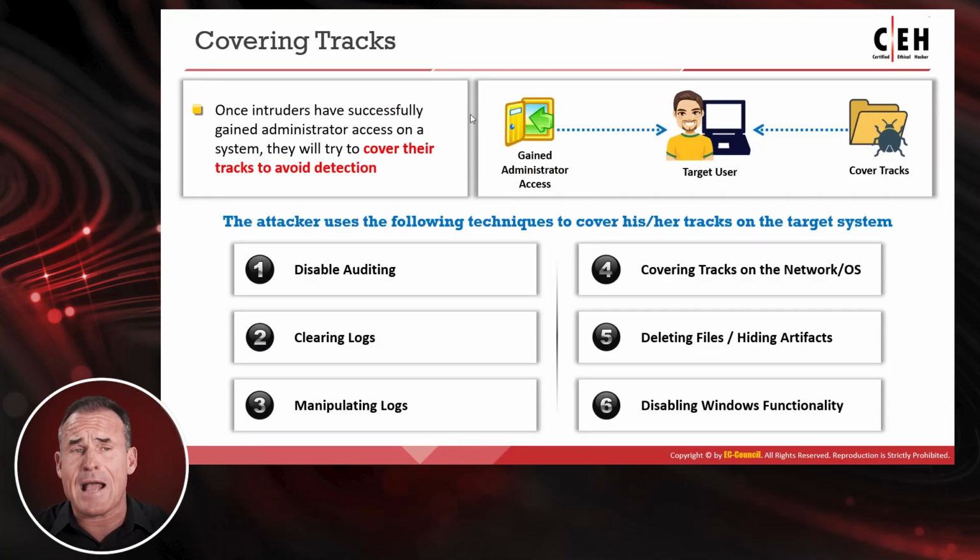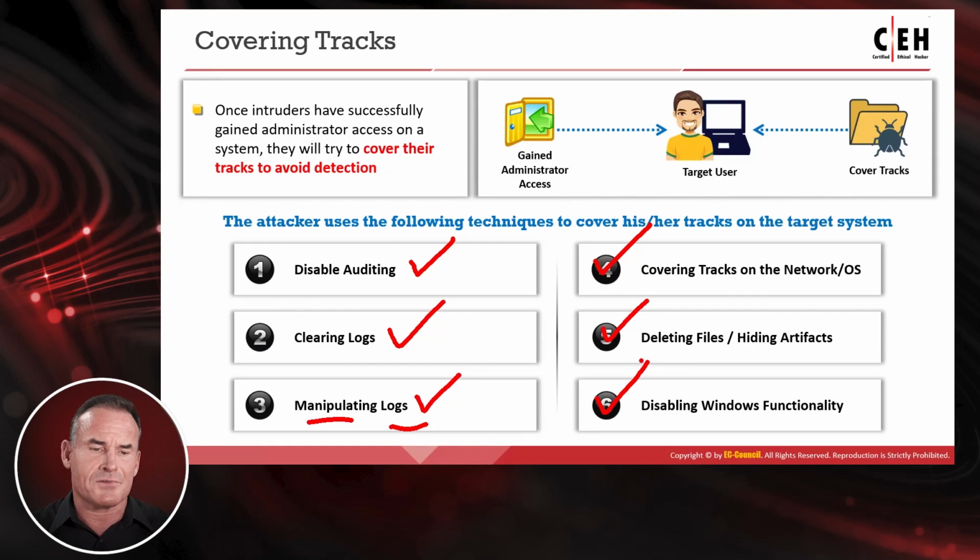And then finally, covering tracks. Step 5 of the hacking cycle is cleaning up any evidence of compromise. So there are a few ways to go about doing this. You can disable auditing, which turns off auditing, disables actual logging to log file. There's clearing logs, nice, clean, empty log file, which might raise some suspicion. And then manipulating log files, selectively removing entries, which would be the most meticulous way to go about doing it. In the malware threats module, we'll talk about covering tracks in the network OS. Deleting files, hiding artifacts, and disabling Windows functionality are also options.